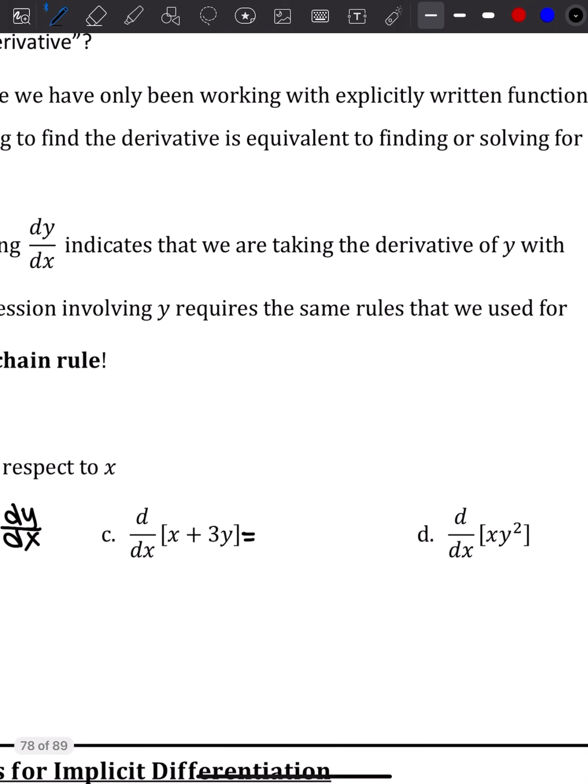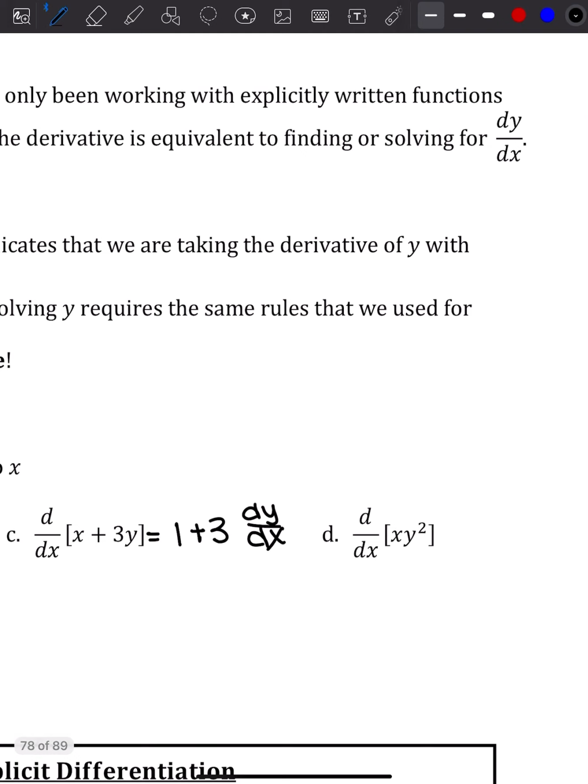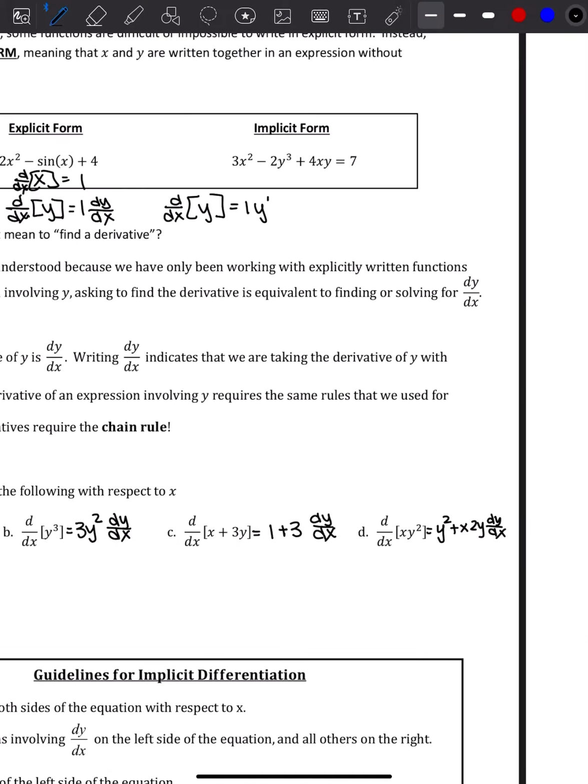The derivative of x is 1. The derivative of 3y would be 3. And we're going to multiply that by the derivative of whatever y is, dy over dx. This last one, we have x times y squared. So this is going to be product rule. So the derivative of x is 1. 1 times y squared, so y squared, plus x times the derivative of y squared, so 2y dy over dx. So anytime we take the derivative of something that is not x, we're going to add this d whatever it is over dx, with respect to x.